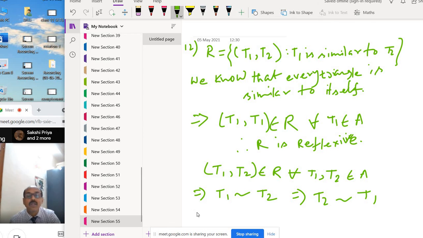You can say, now this means (T2, T1) belongs to R. So (T1, T2) belongs to R implies (T2, T1) belongs to R. So R is symmetric. Therefore R is symmetric. Okay.